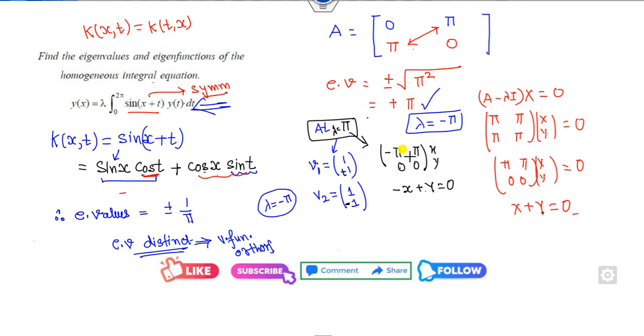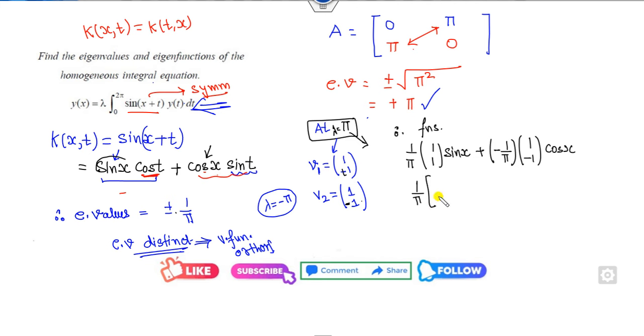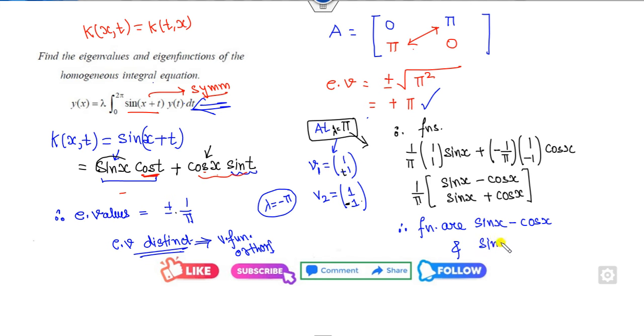Now once you know the eigenvectors, you can easily find the eigenfunction. So what is the function? The first eigenvalue is 1 over pi, the eigenvector is 1, 1, and kx is sine x. Plus the second eigenvalue is minus 1 over pi, the eigenvector is 1, and kx is cos x. So 1 over pi is common. Fine. So you can see it is sine x minus cos x and sine x plus cos x, because this is a constant. Therefore, the functions are sine x minus cos x and sine x plus cos x. This one corresponds to the eigenvalue 1 over pi. This one corresponds to the eigenvalue minus 1 over pi.